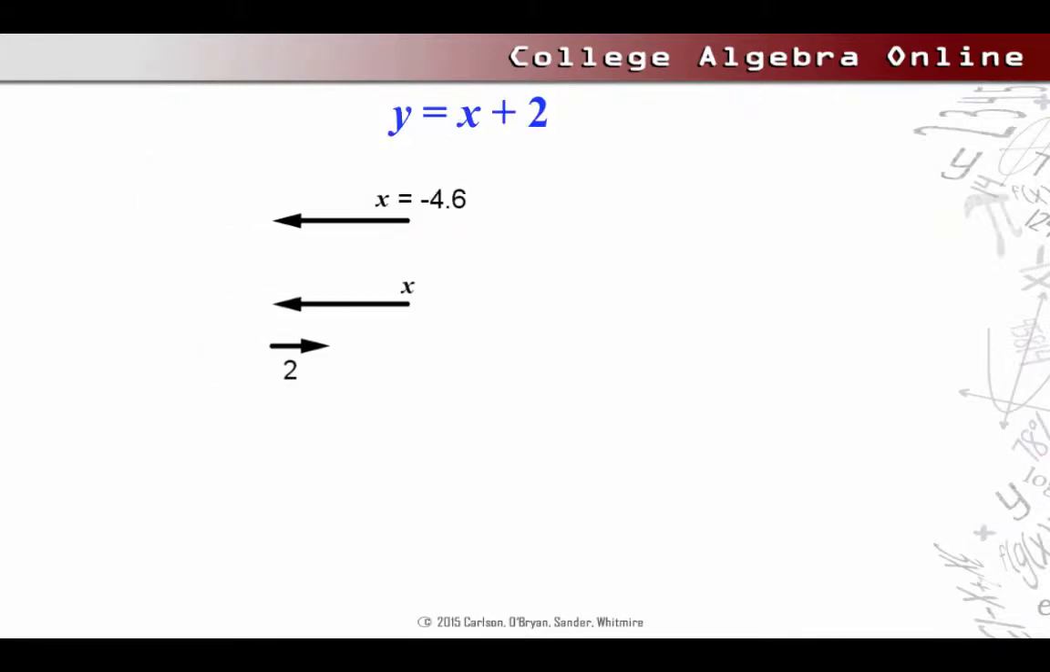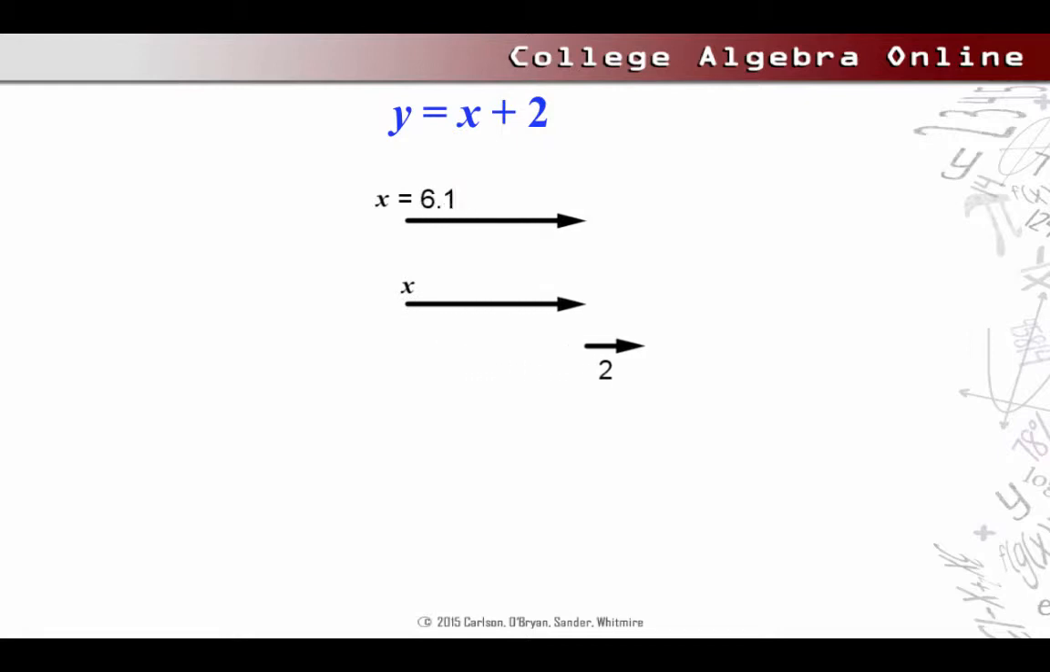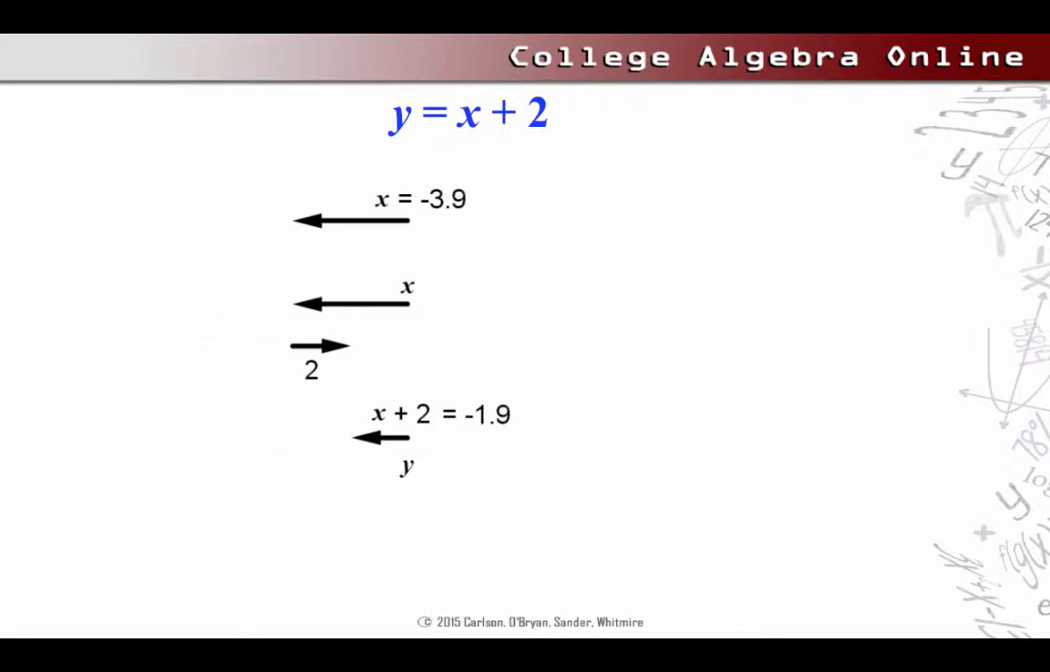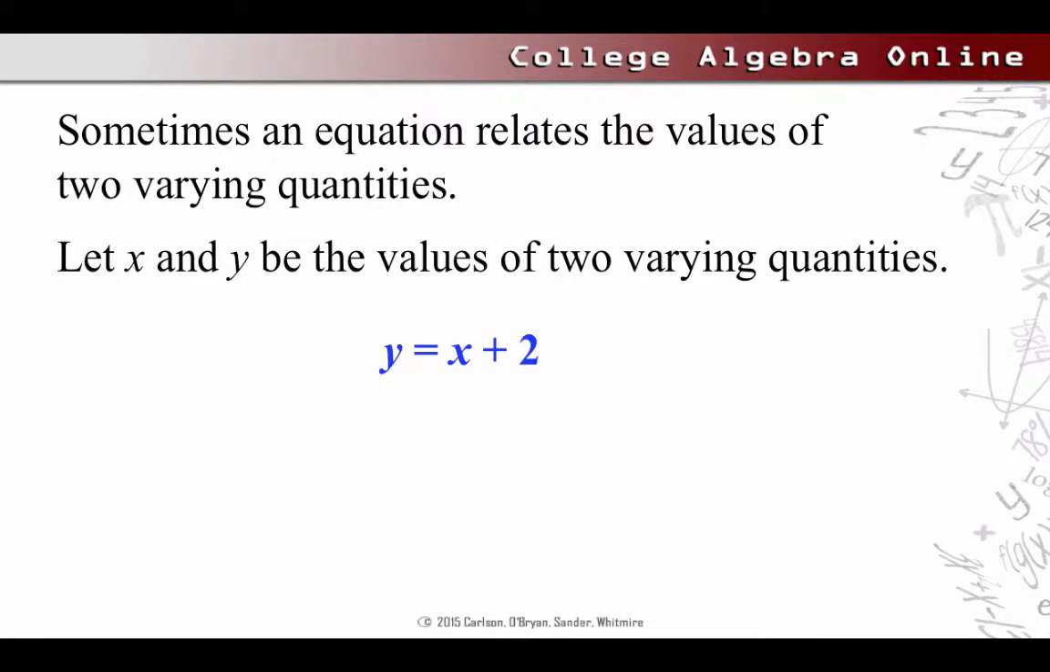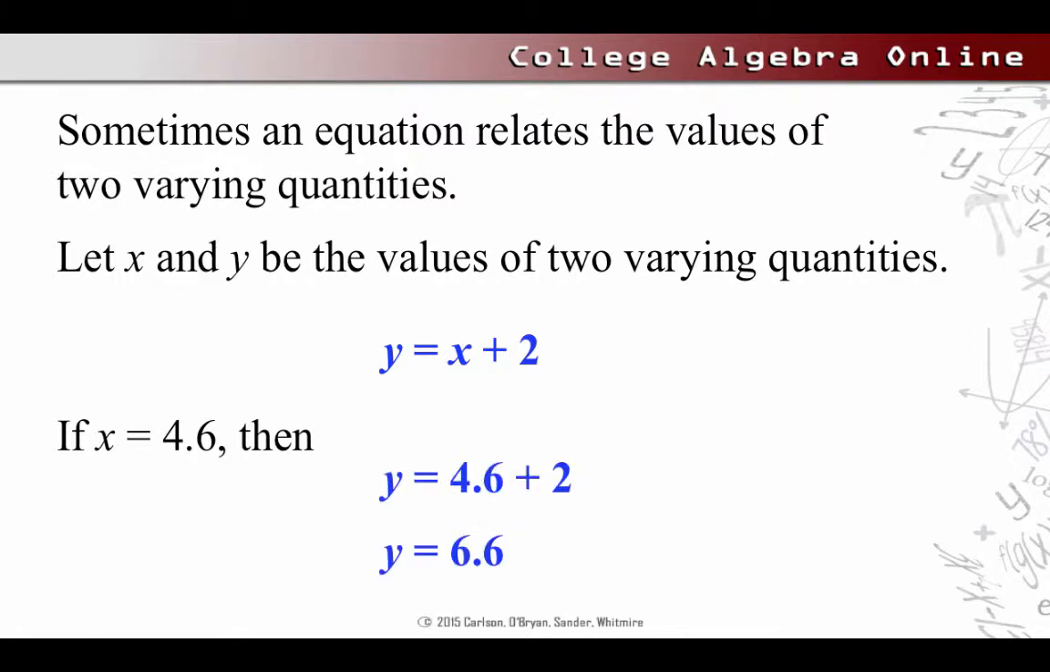Let's visualize this relationship. As the value of x varies, we think about the value of the expression x plus 2. The value of this expression is the same as the value of y. We can freeze the variation at any moment and consider specific values of x and y. For example, if we stop the variation when x equals 4.6, then y has a value of 6.6.